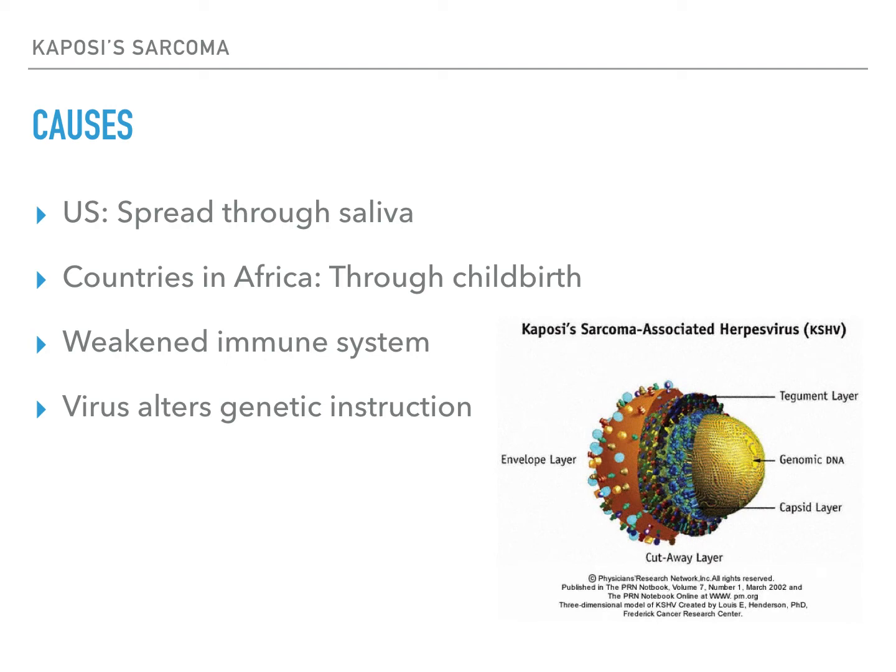If the virus is allowed to multiply, it will alter the genetic code controlling cell growth, leading to the formation of tumors.